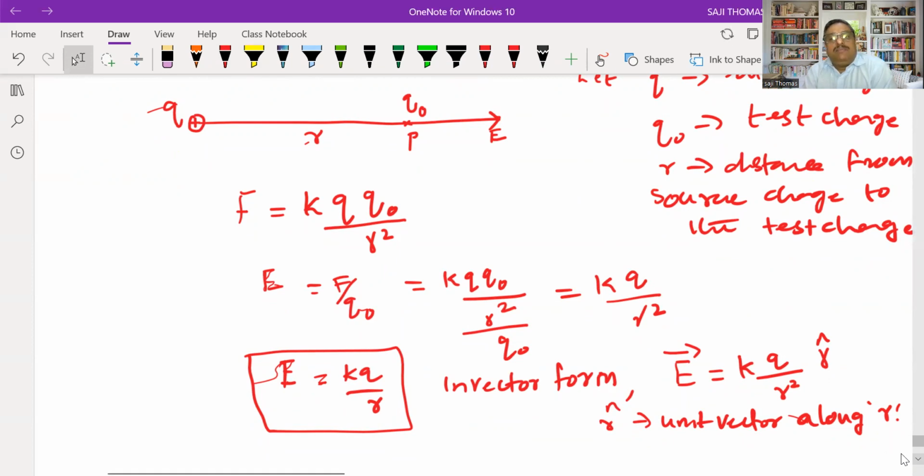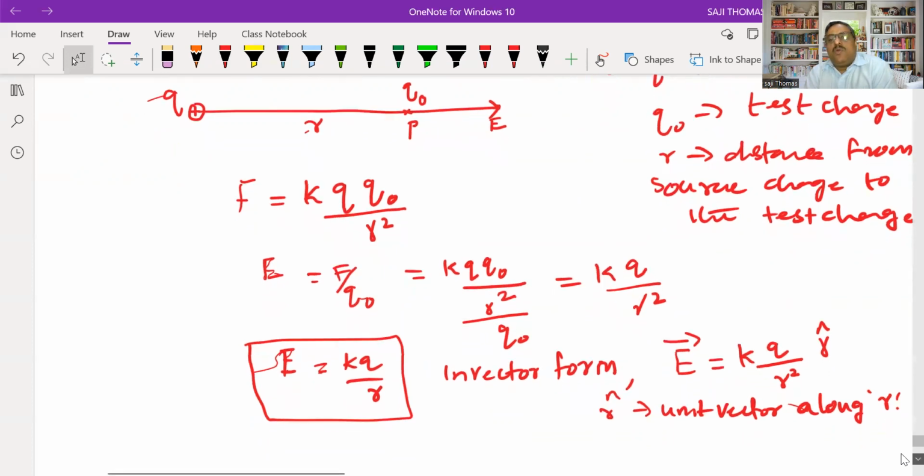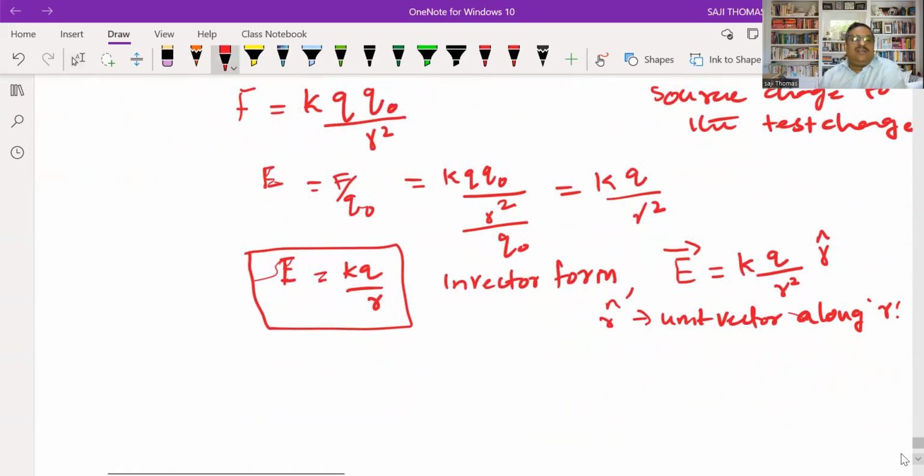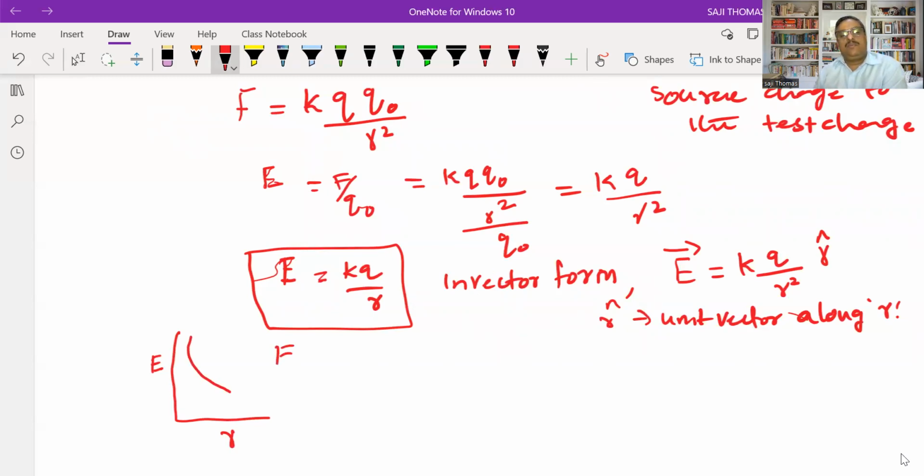So E is inversely proportional to R square. In Coulomb's law also, you know, F is inversely proportional to R square. If you plot a graph between electric field and R, how does it look? Electric field E on the y-axis, R along the x-axis. The graph will be like this for constant charge. E is proportional to 1 by R square. This is a graph between electric field and distance.